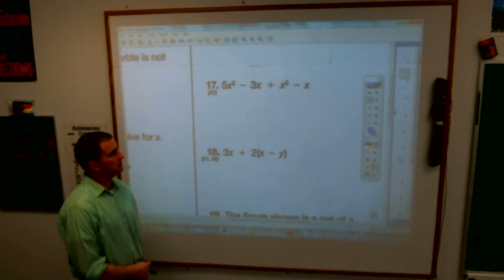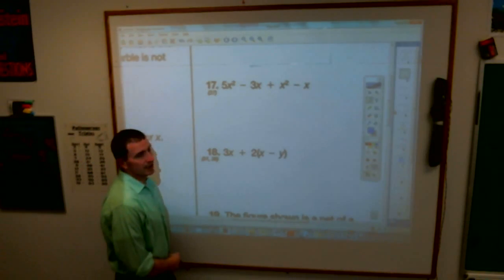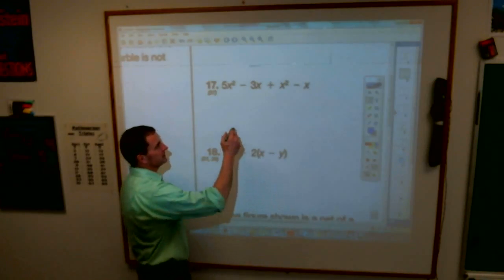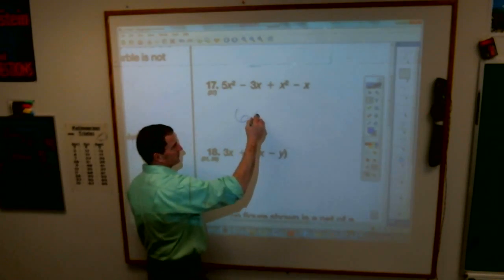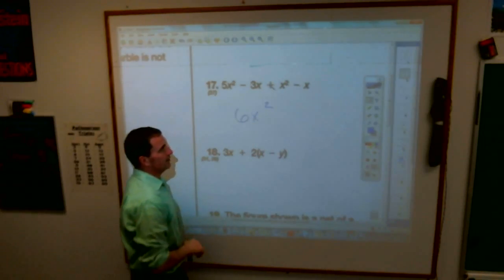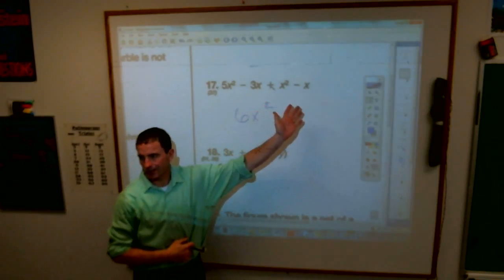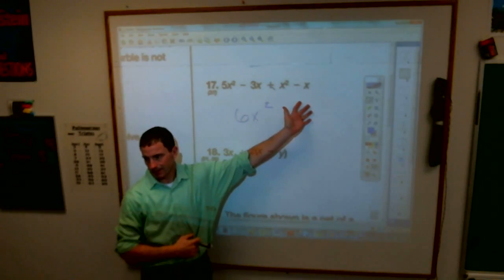Again. 5x squared and x squared. So if you have 5x squared and you put another x squared with it, how many x squareds do we now have? 5 and 1. Now you have 6x squareds. You're adding. How about with the x's? Well, minus 3x's and another minus x.